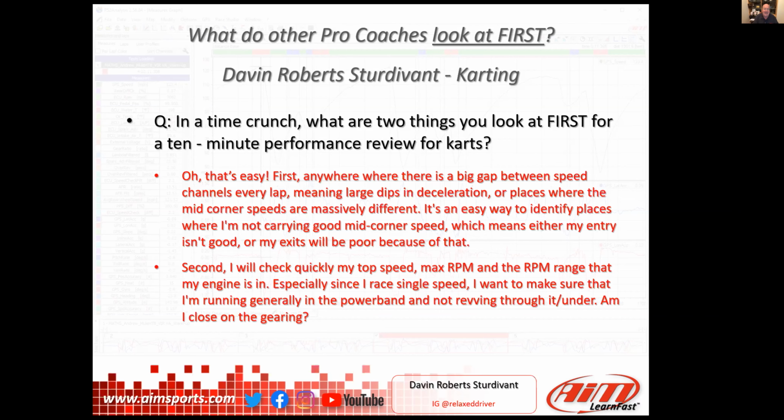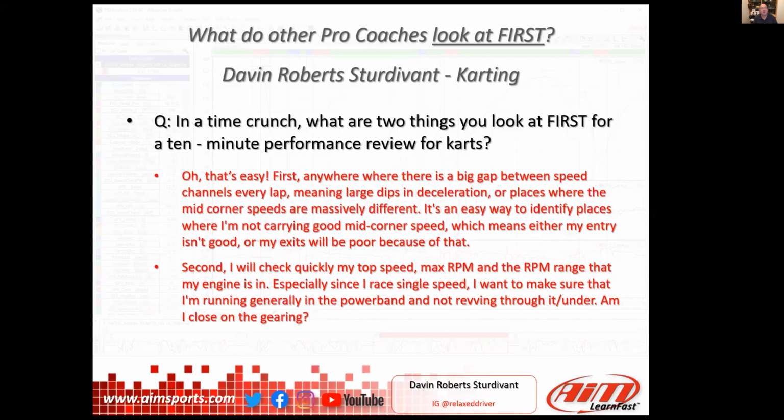It's definitely indicating, the data is indicating that he's not carrying good mid-corner speed. But then he looks before and after that point to see whether or not his entry is screwy. Maybe he's trying to roll a little bit too much speed and he can't make it, and he has to wait for the speed to scrub and then go. And that's why the exits would be poor because of that.